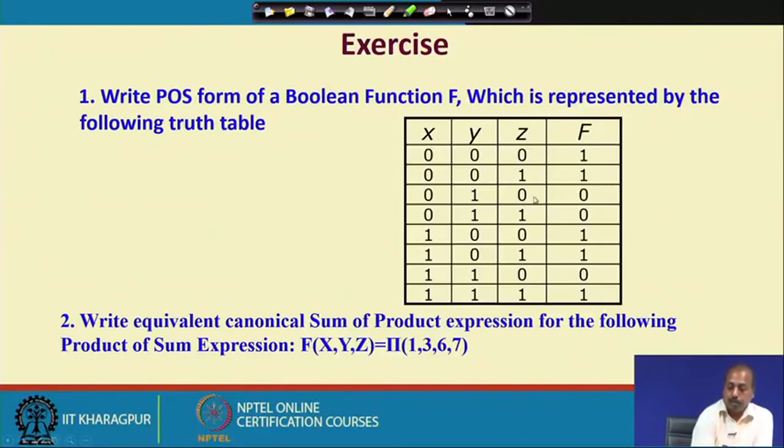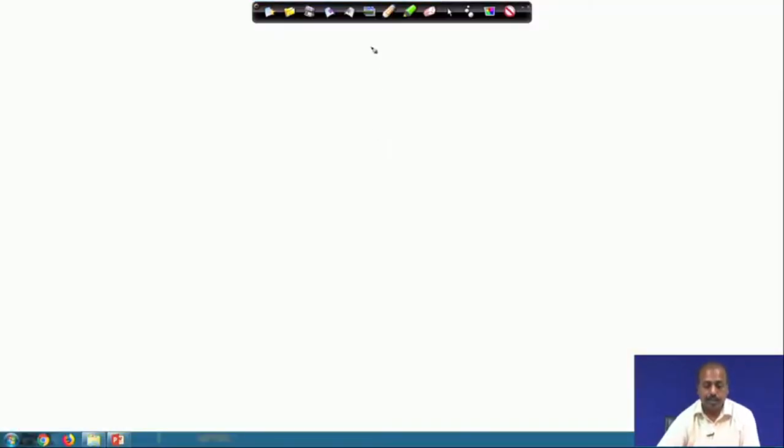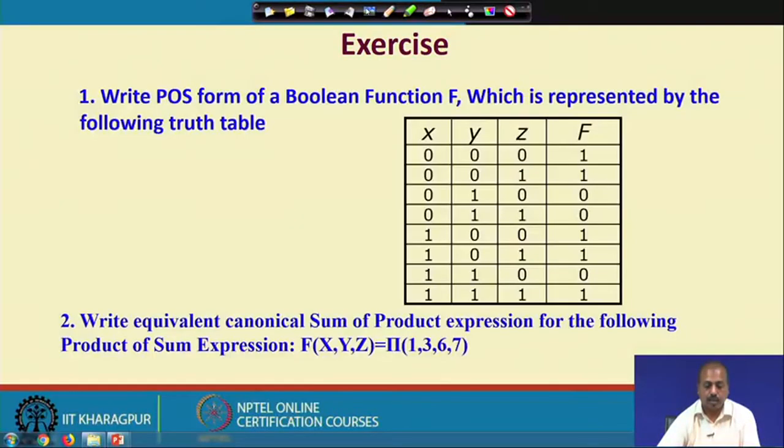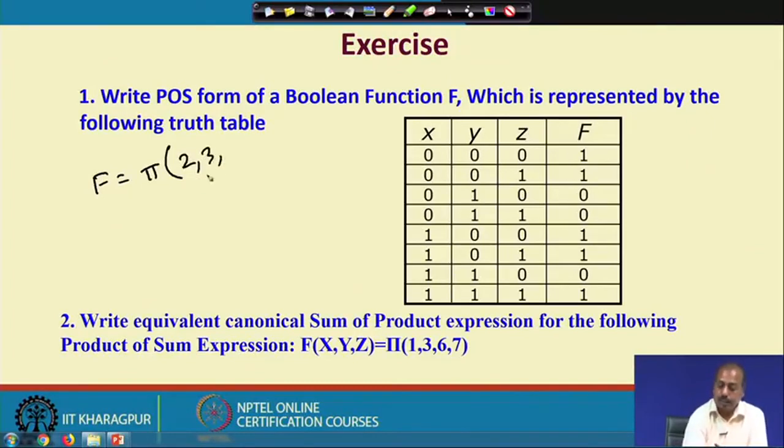So, the function f in this case is the product of some form of this one. So, this is 0 1 0, that is value 2, then we have got 0 1 1, that is 3, then we have got 1 1 0, that is 6, so 2, 3, 6. Which essentially means the function, when I am writing it.